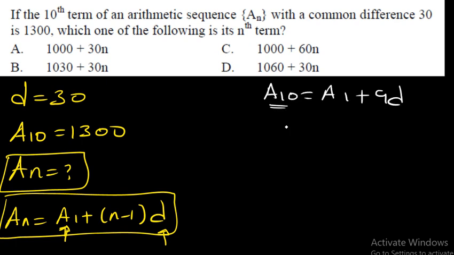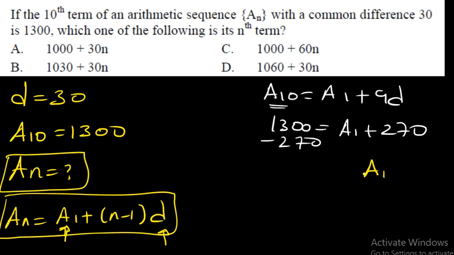So I know A10, which is 1300. A1 I don't know, plus 9 times d, meaning 9 times 30, which is 270. So bring and subtract 270, so that means A1 remains. When I subtract, it will be 1030. Okay, let me use the space now. This is A1.